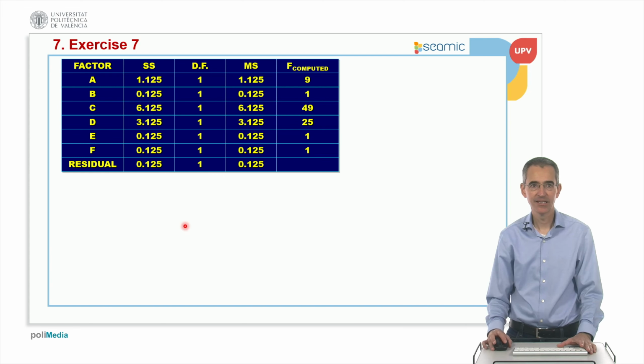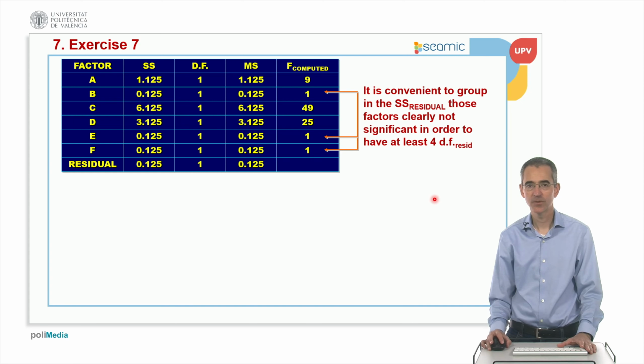Okay, so if we compute the simple effect of all the factors, it happens that the residual degrees of freedom is just 1, so we cannot solve the ANOVA table, so this information is not reliable. But what we have here is that the sum of squares of some of the simple effects is very small. For example, for factor B 0.1, factor E 0.1, and factor F also 0.1. Okay, so we can identify here 3 factors which have a sum of squares which is very small.